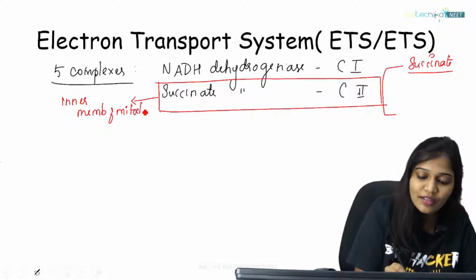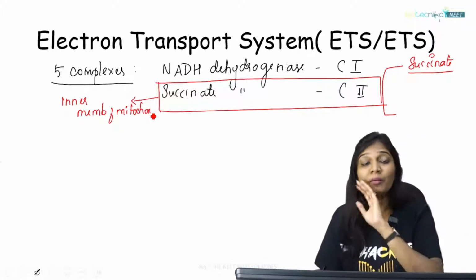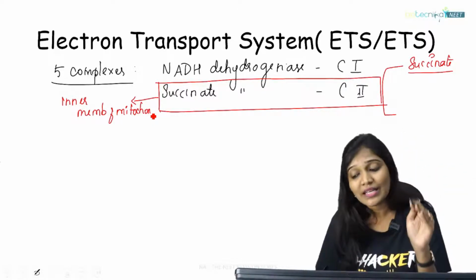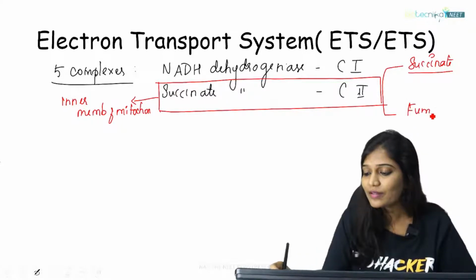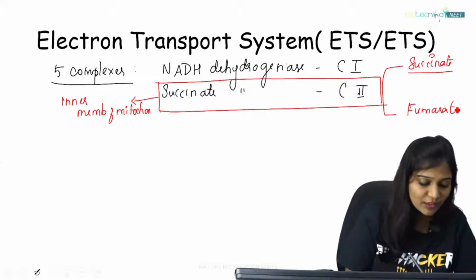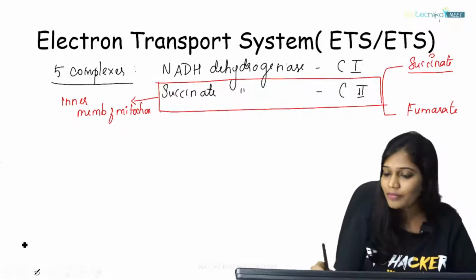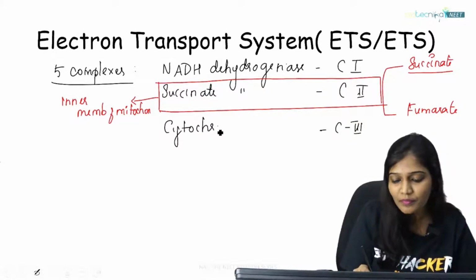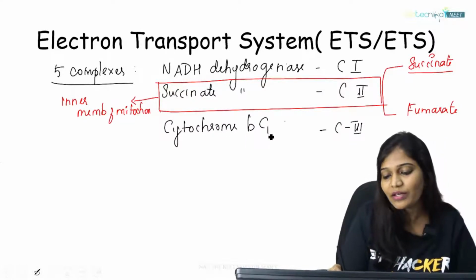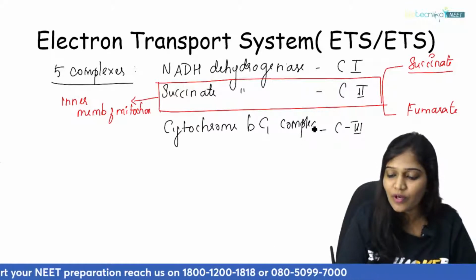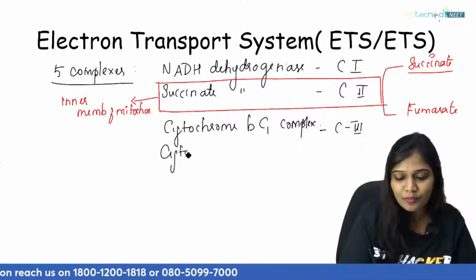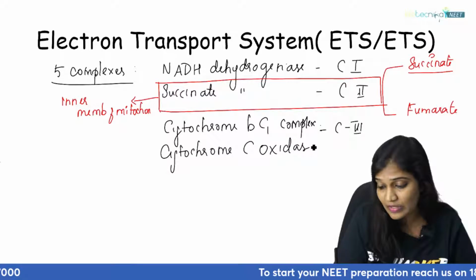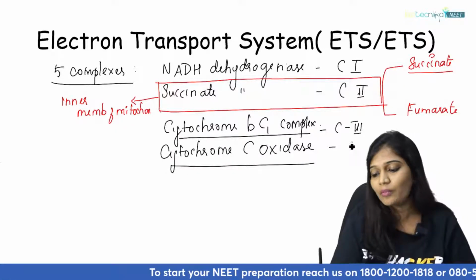All the other enzymes in the Krebs cycle are present in the matrix, except this one, because it participates in the Krebs cycle and also in the ETC. Okay, what is complex number 4? Let's write complex number 3 and then 4. Complex number 3 is called cytochrome BC1 complex. The next one is cytochrome C oxidase. This is complex number 4.